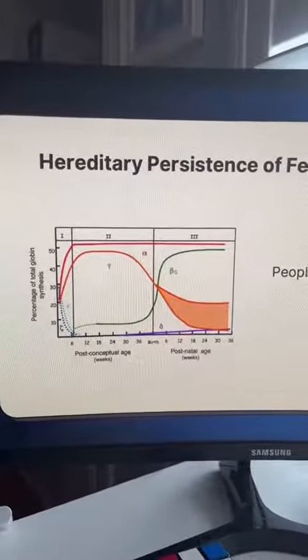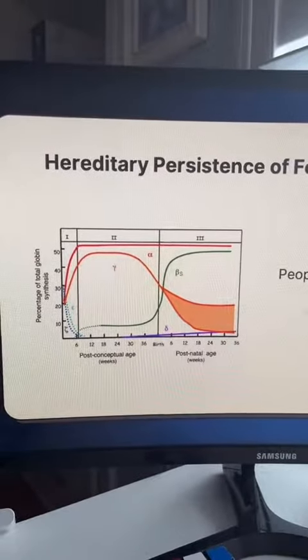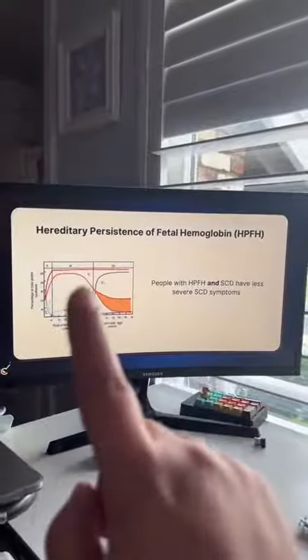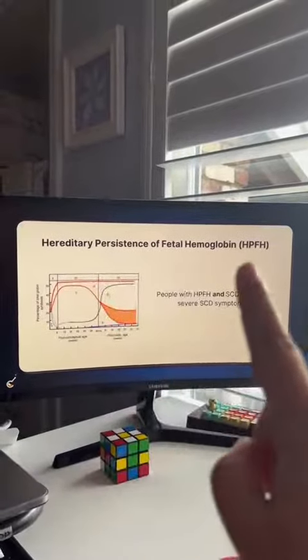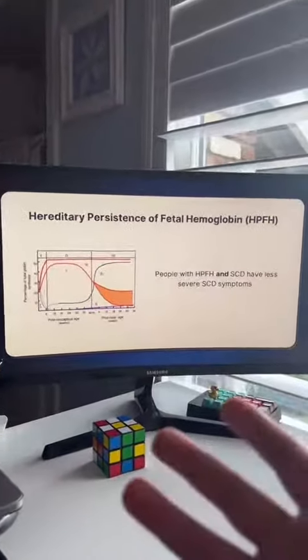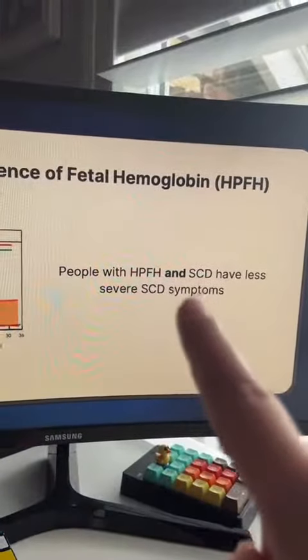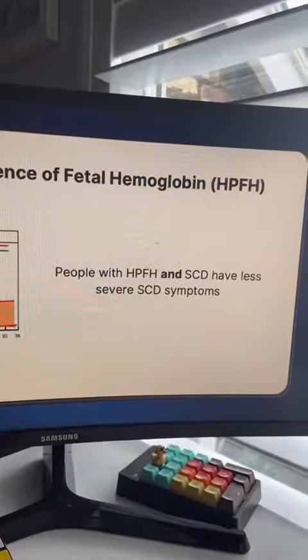But there are some people who never stop expressing high levels of gamma globin, and these people are said to have a condition called hereditary persistence of fetal hemoglobin. And it turns out that people with both fetal hemoglobin and sickle cell disease have far less severe symptoms. So can we recreate this hereditary persistence of fetal hemoglobin by design in people who suffer from sickle cell disease?